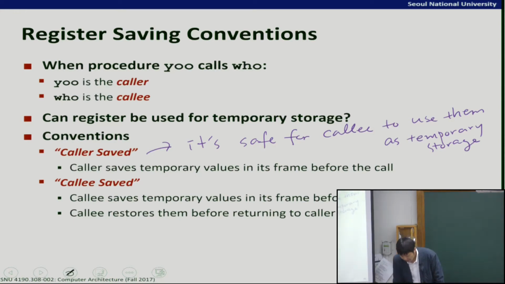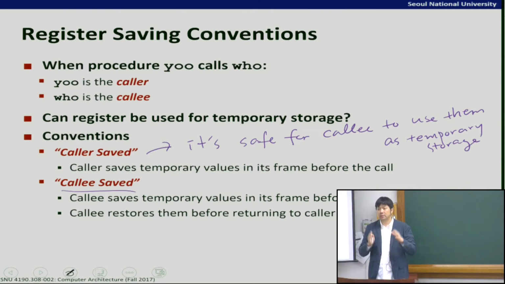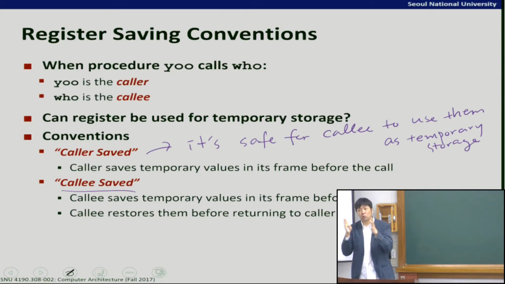Okay, and in the second case, this is called callee saved registers. So this means the callee must preserve. It's not safe for the callee to use this register as temporary. If you want to use this register for temporary, it's the callee's responsibility. Before you use it, you save it to the stack, and then you have to recover the value to the register before returning to the caller. So in that way, the caller sees the original value across the function call, right?